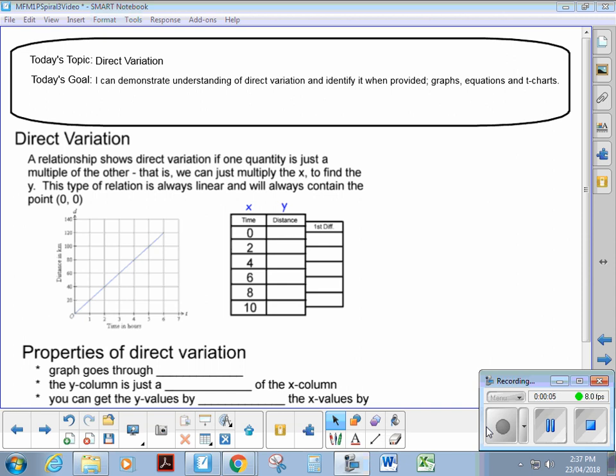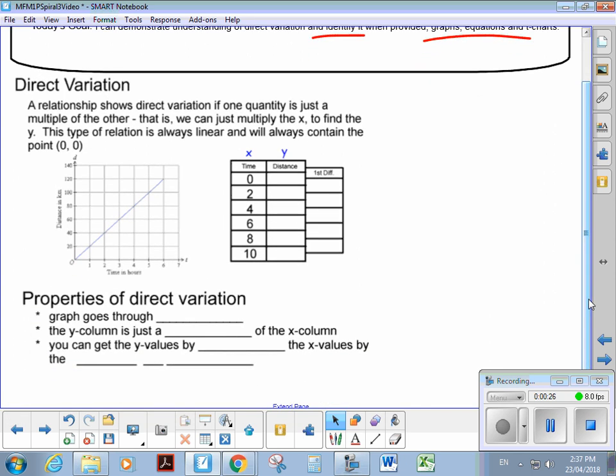So today we're looking at direct variation. Direct variation, so very important. We're going to talk about its partner in the next lesson. So today is just direct variation. I want you to be able to identify it and do a little bit of work with it with graphs, equations, and t-charts. Those are our three ways to represent that.